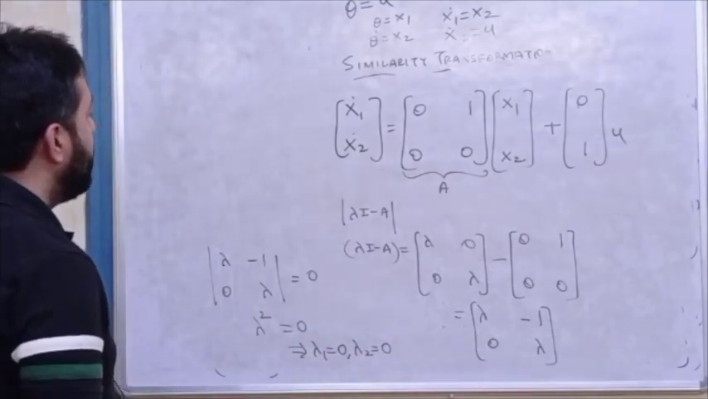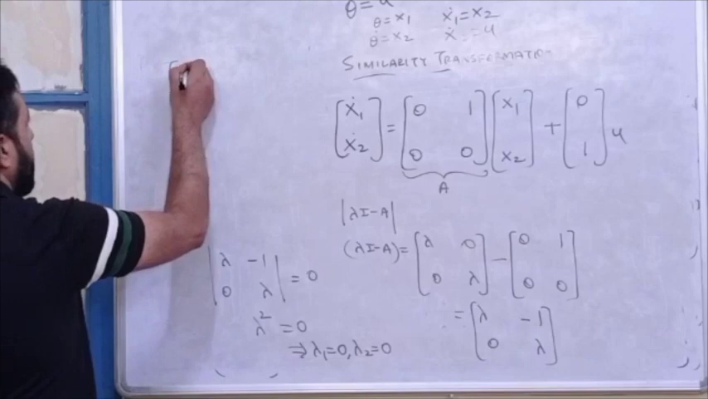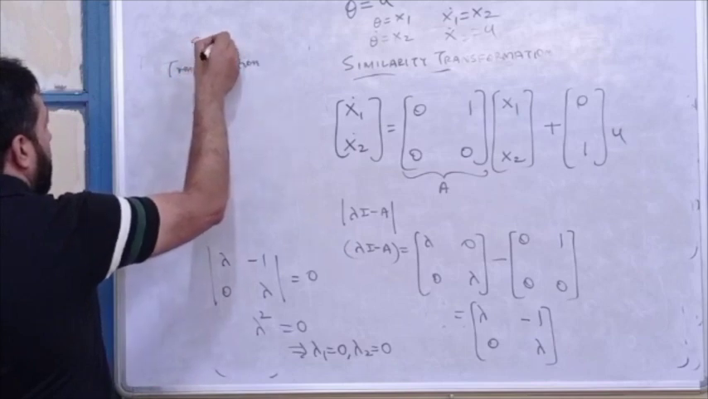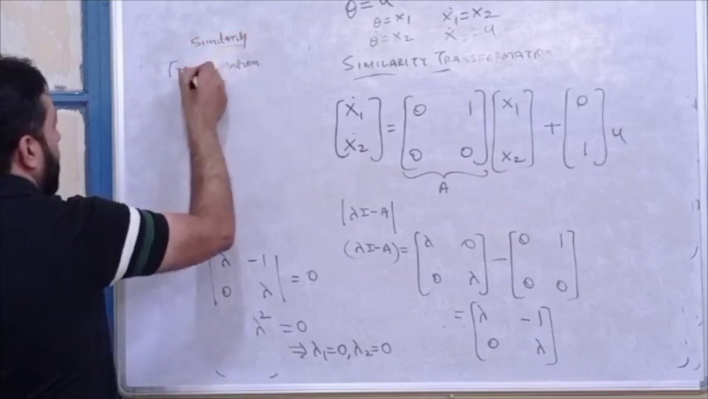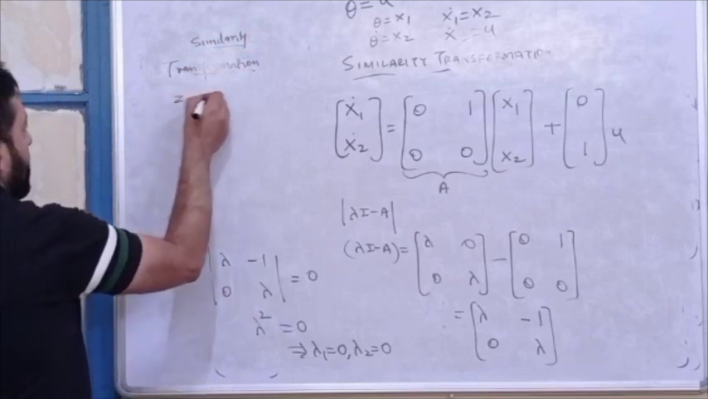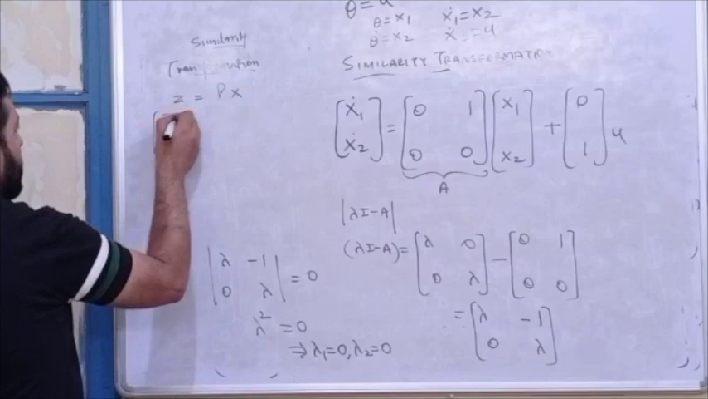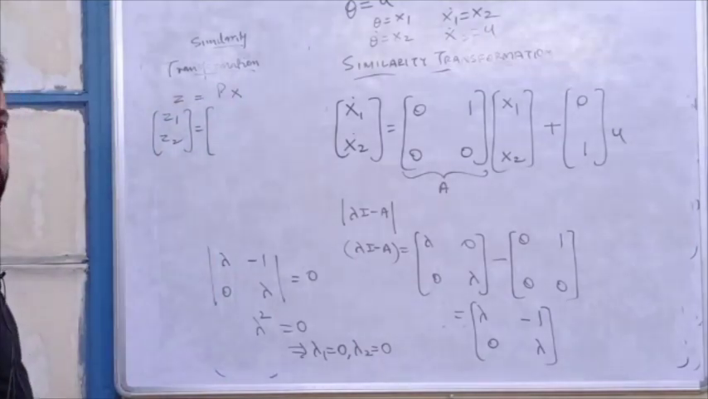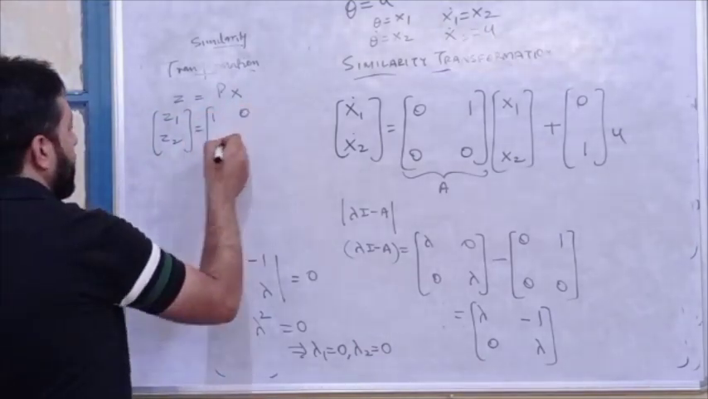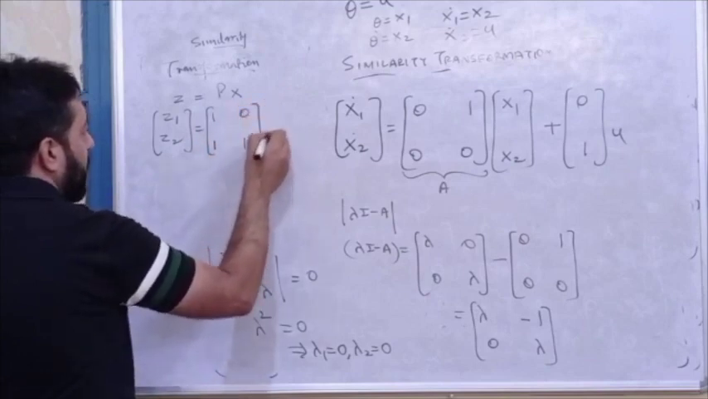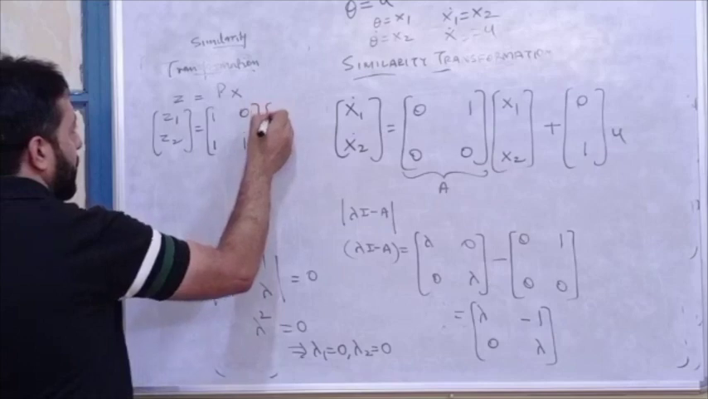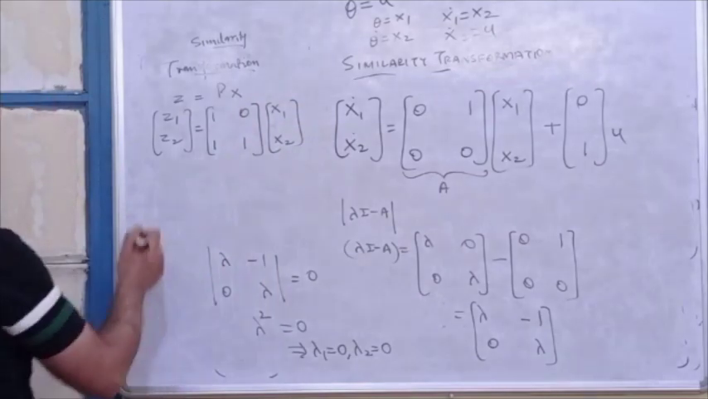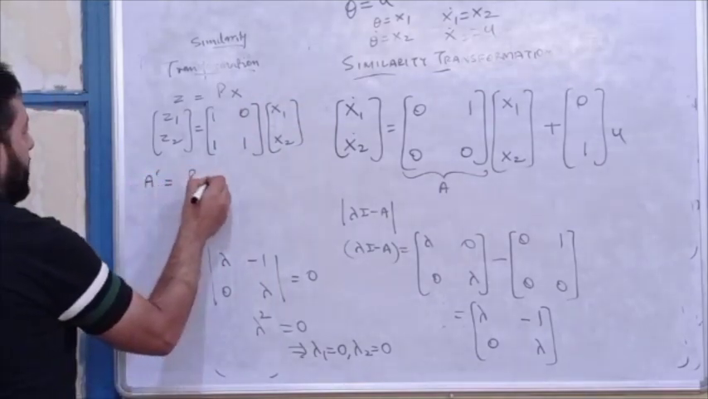Acha. Now we define a similarity transformation. We have defined it as z equal to Px, where this z1, z2 equal to what is P? Kya matrix choose? 1, 0, 0, 1, 1. Aise? 1, 0, yes. Into x, and into x1, x2. अब हमें क्या obtain करना है? We have to obtain A dash. That is P A P inverse.